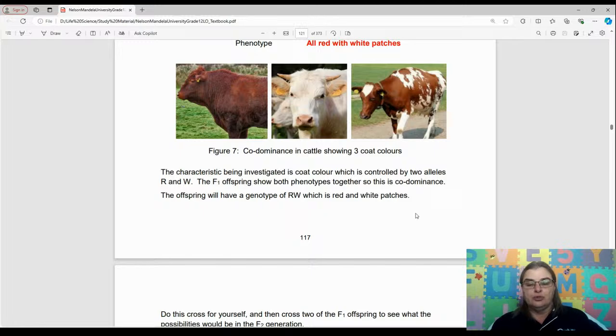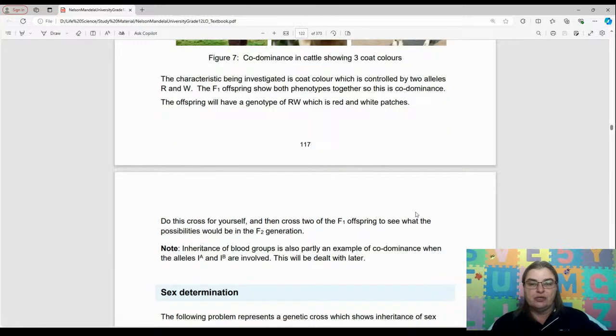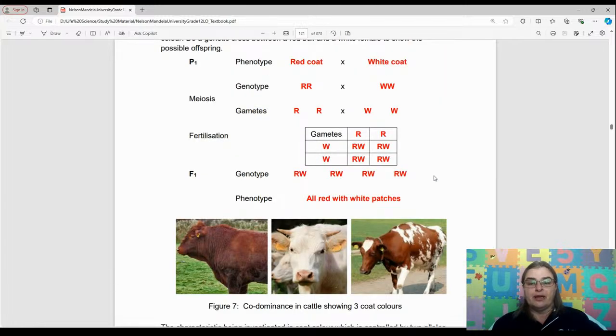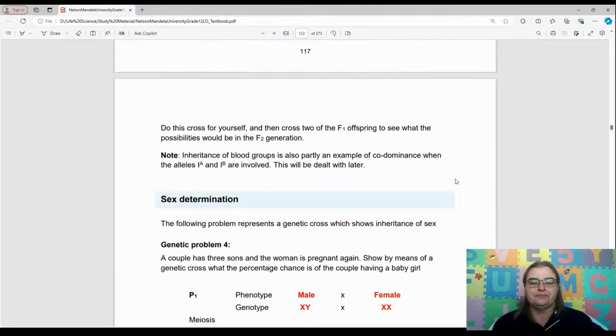Now, it would be quite interesting to see what would happen if we took some of the offspring. Bear in mind, they now carry the RW genotype, okay? And if you go and cross them, go and do it for yourselves and see what result you get. Are we going to end up with red and white patched babies, or are we going to end up with possibly a pure red baby or a pure white baby? So go and do that for yourself and see what result you get.